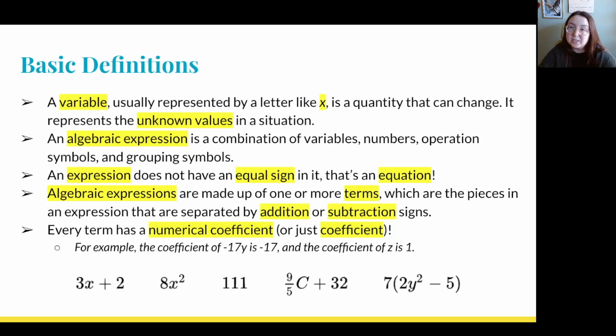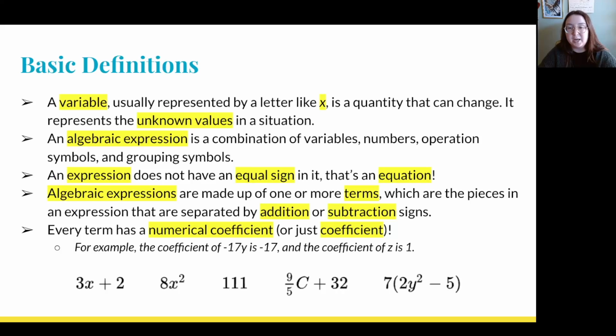So an expression is specific. It does not have an equal sign in it. That would be called an equation. So there's only a small difference between expressions and equations. Equations have an equal sign in them. Expressions do not. That's the main difference between the two.